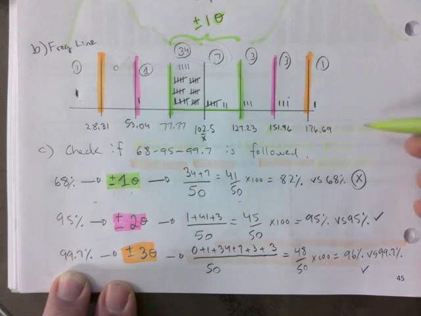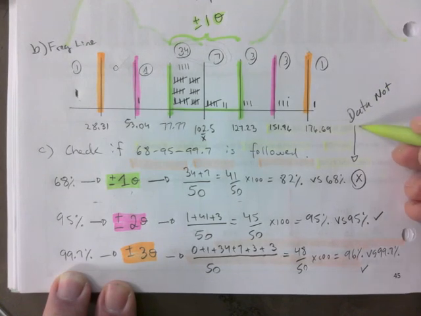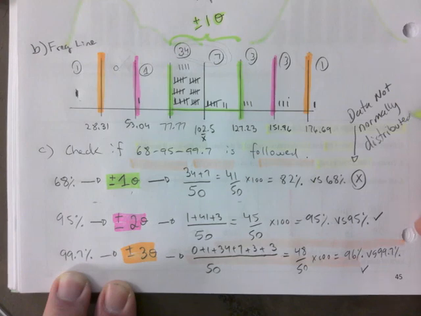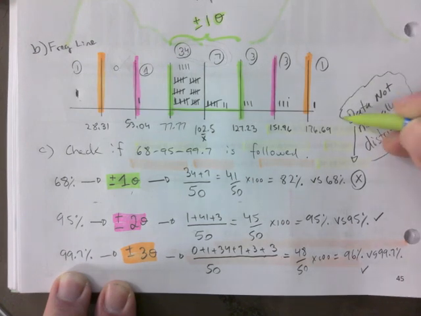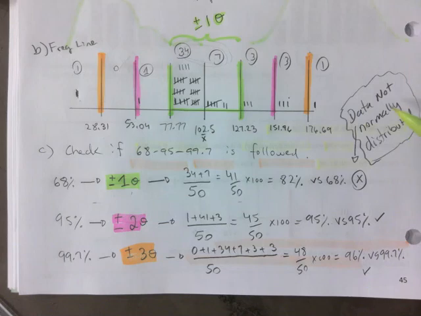Okay? So we have to conclude data not normally distributed. You have to be very clear about that. You can't just do this and not end up answering the ultimate question, which is it's not normally distributed because of this, okay? Because of this discrepancy here.